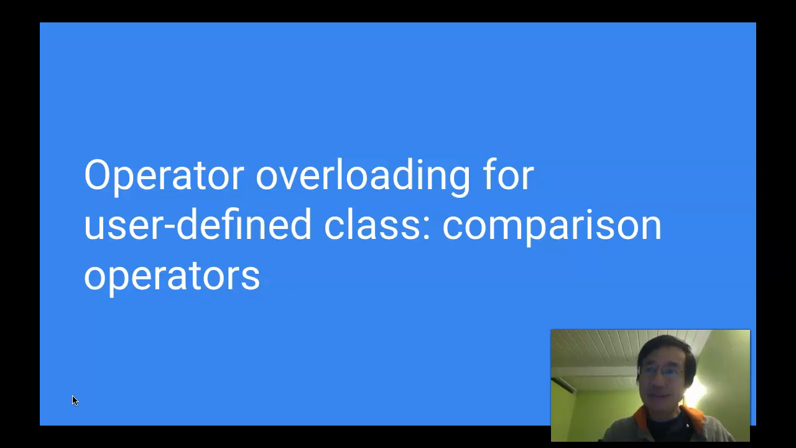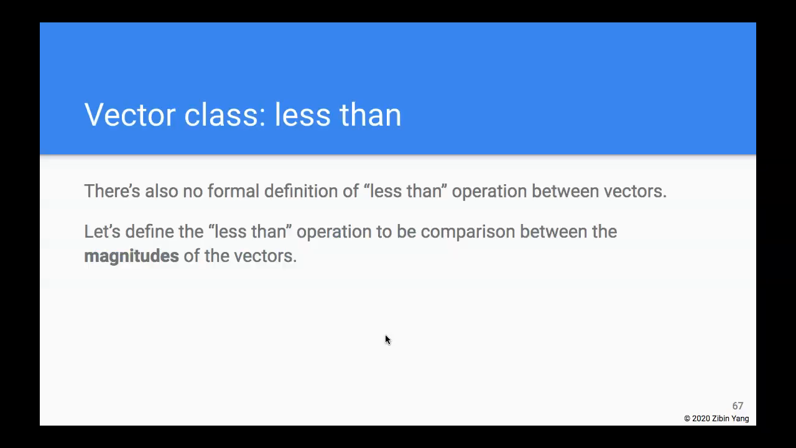Hi, so we're going to continue to talk about operator overloading for user-defined types. And in this video, we are going to talk about the comparison operators, such as less than. While there isn't a standard or formal definition of less than operations between vectors, one fairly commonly used definition is to compare the magnitude of the vectors.